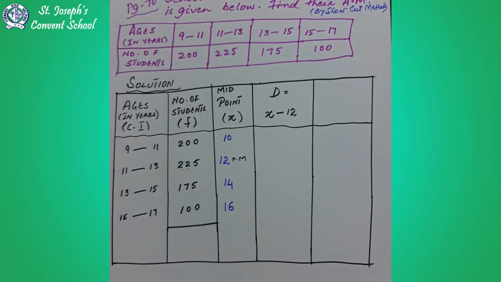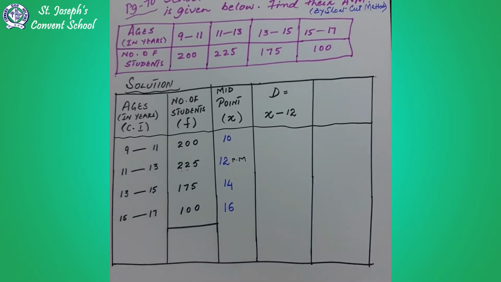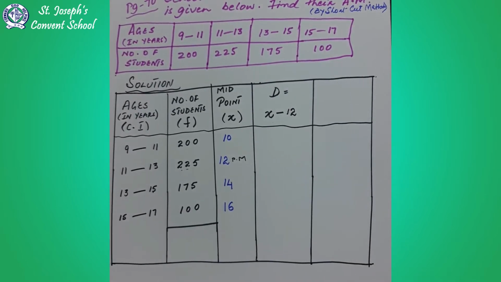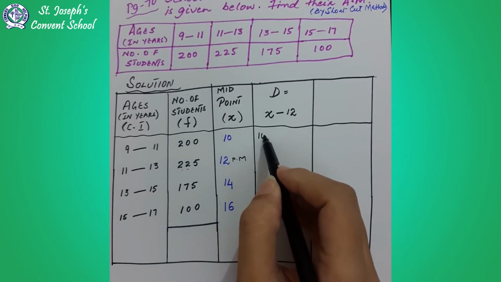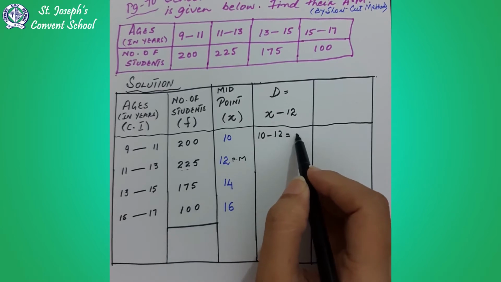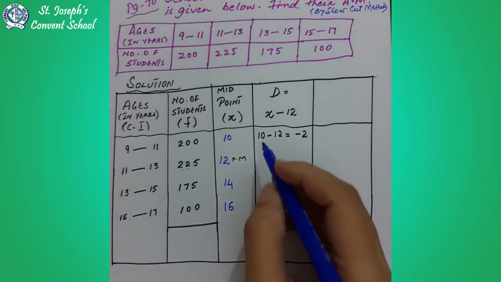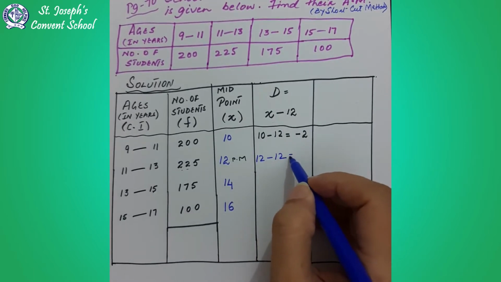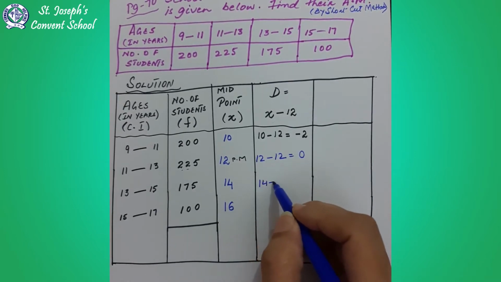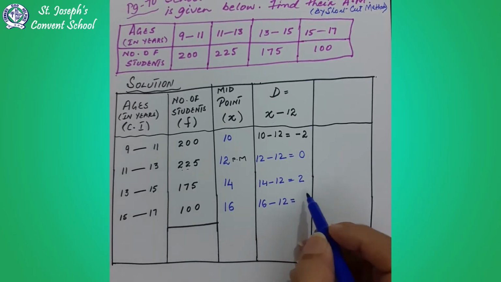Now let me solve that part. D equals x minus 12. So x is the midpoint, and from each midpoint you will subtract 12. 10 minus 12 equals minus 2, with the sign of the greater number. Then 12 minus 12 equals 0. Next value, 14 minus 12 equals 2. The next value, 16 minus 12 equals 4.